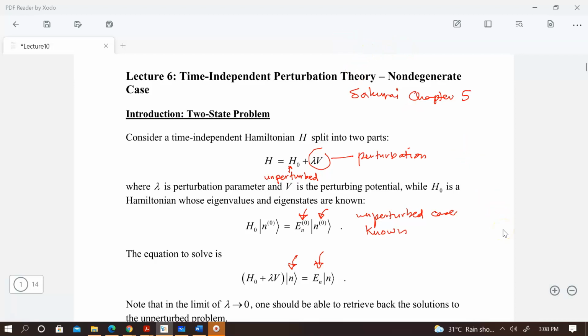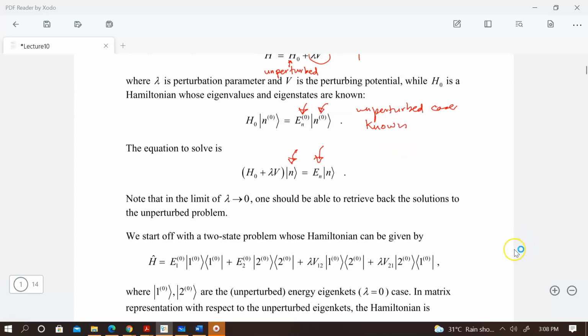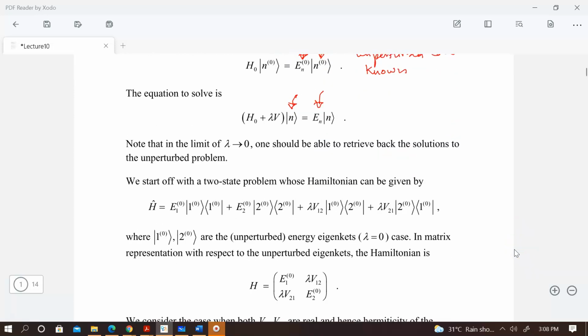So one of the things that we also expect, if you take the limit of lambda goes to 0, then one should be able to retrieve back the solutions of the unperturbed problem. So in other words, one can always do a check whether your solutions to this equation is actually the right one by just looking at the limits. Okay, so we'll start off with a simple case of the two-state problem, which is essentially like your spin Hilbert space kind of thing. So you have only two different bases to the system.